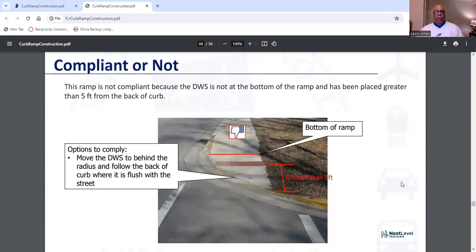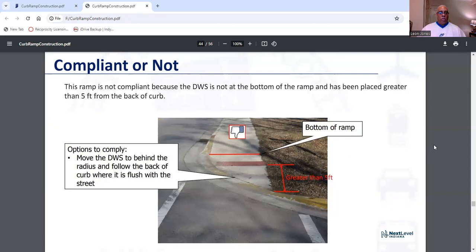Also, this ramp is not compliant because the detectable warning surface is not at the bottom of the ramp and has been placed greater than 5 feet from the back of the curb. And this is what we're talking about, the back of the curb right here. See, it's greater than 5 feet, bottom of the ramp.